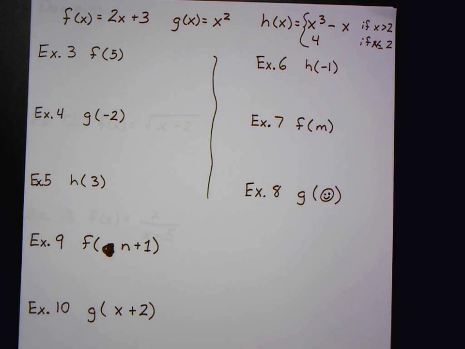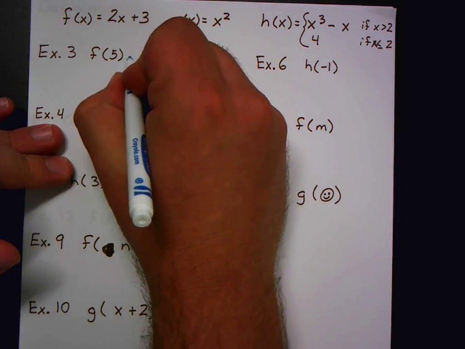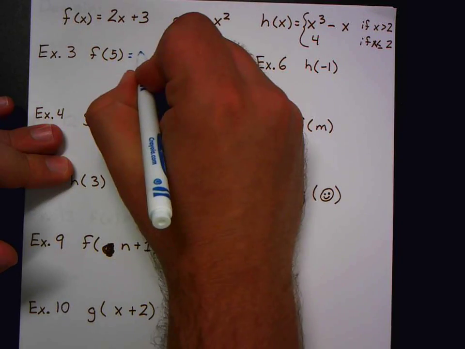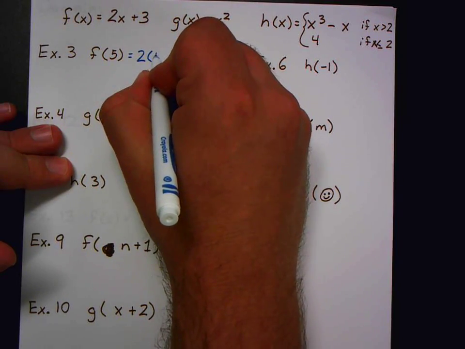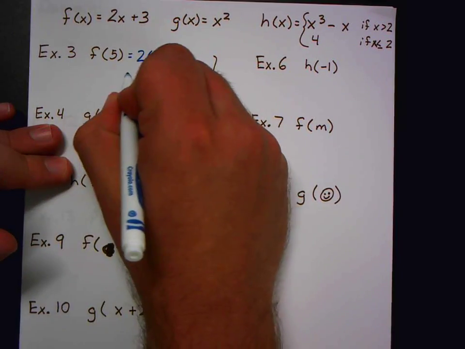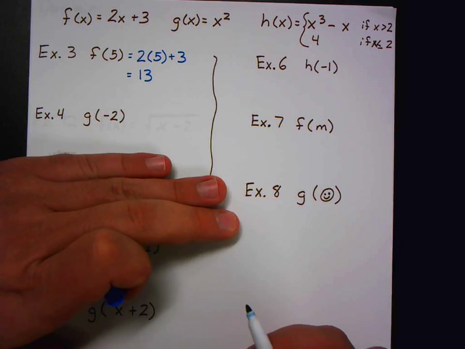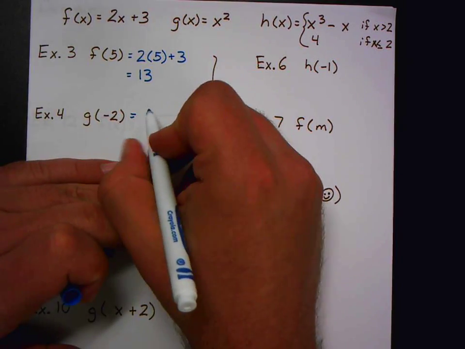So if I do f of 5, what does f of 5 equal? 13. I take the f function, and instead of putting x there, I replace that with 5. Okay, so g of negative 2. 4.